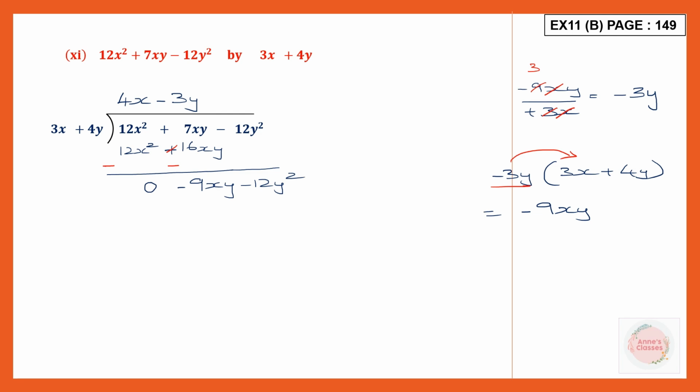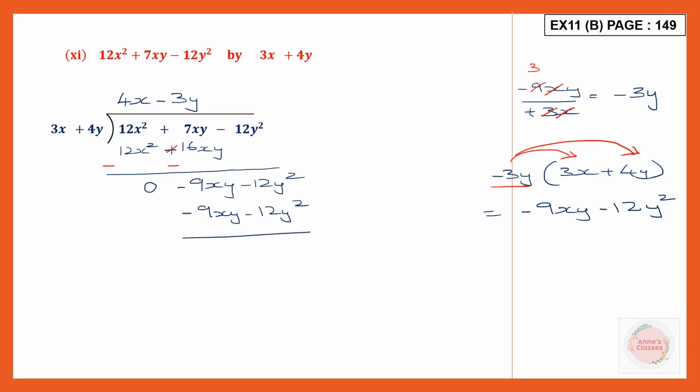Now we have to multiply minus 3y into 4y. The sign is minus. 3 4's are 12. Y into y is y square. So now let's write this, what we got here below this. Okay. So we've got minus 9xy minus 12y square.